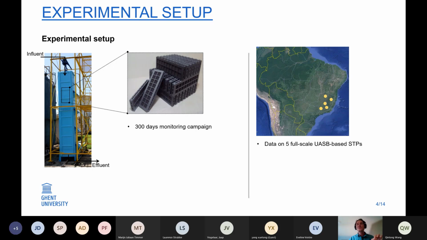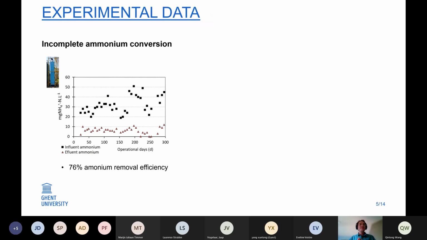These yellow dots represent these different full-scale UASB-based sewage treatment plants. Looking specifically into the data that we got from the experimental demo scale apparatus, we saw that an incomplete ammonia conversion took place. In this graph, we have these black squares, which represent the effluent ammonia concentration coming from the UASB reactor. And the red triangles represent the effluent ammonia concentration from the SBTF, the sponge bed trickling filter. We saw then a 76% average ammonia removal efficiency.